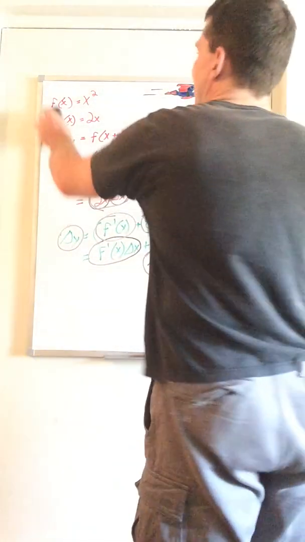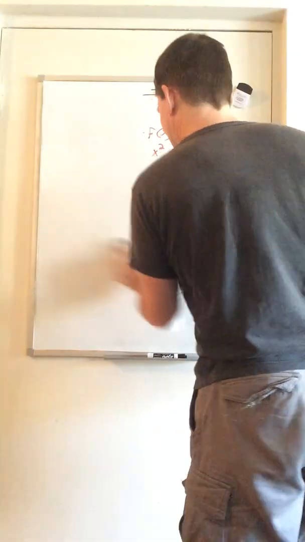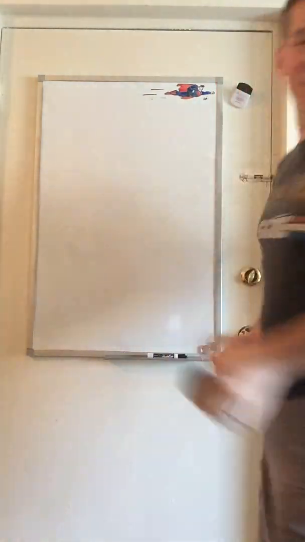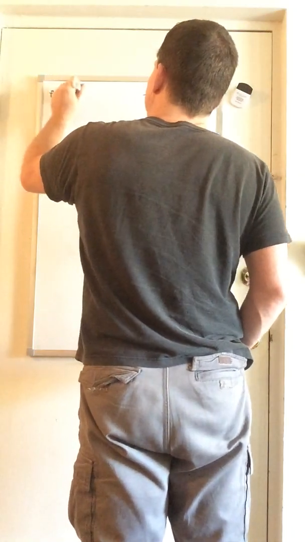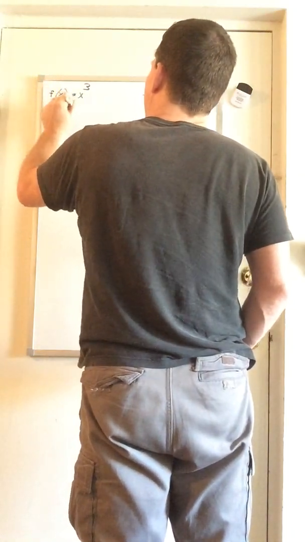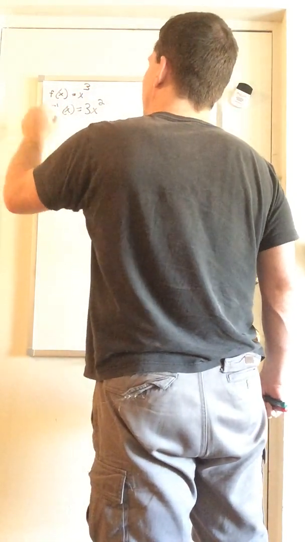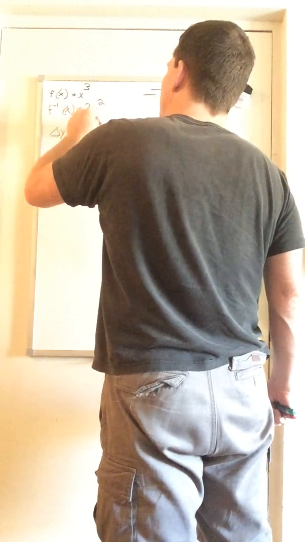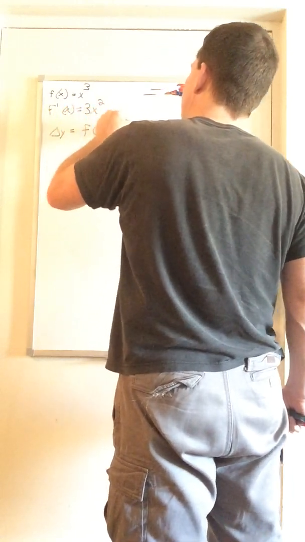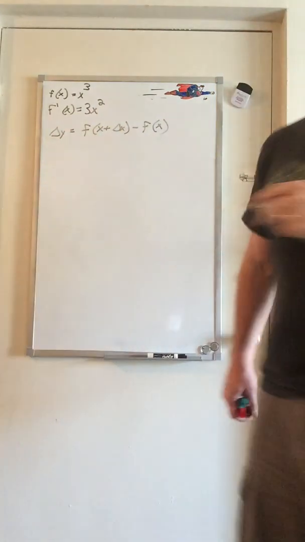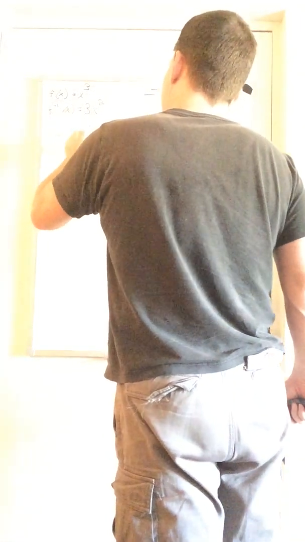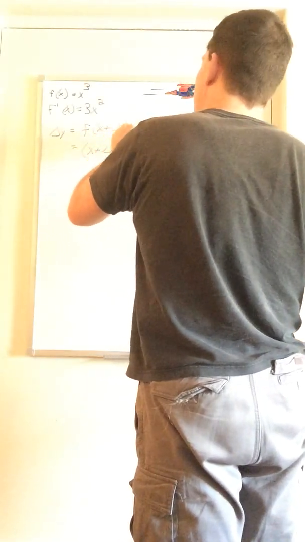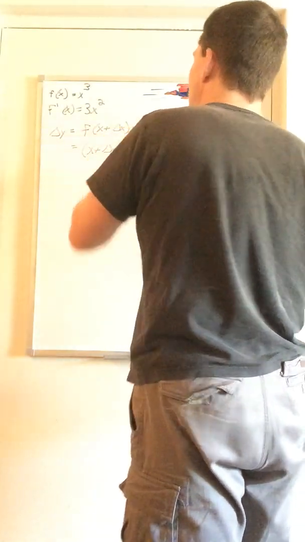We're going to do one more here really quickly so we can see this worked out with a more cumbersome problem and then go from there. So, suppose we use f of x equals x cubed, f prime of x is equal to 3x squared. Now I want to find delta y, which is equal to f of x plus delta x minus f of x, which gives me x plus delta x cubed minus x cubed.